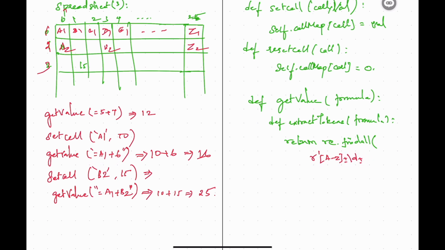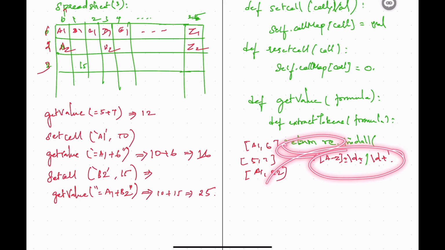Got it? If not, the or operation we will be using. Or else it will present only one digit. So this you have to return. This is what our regex will be. Present like that, just return. So it will be returning you an array of A1, 6 or 5 comma 7 or A1 comma B2, whatever matches that this regex will find and return.